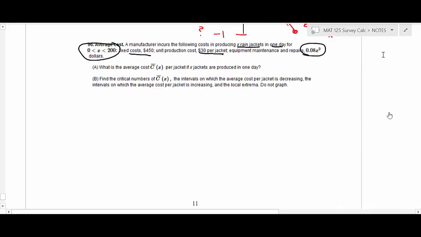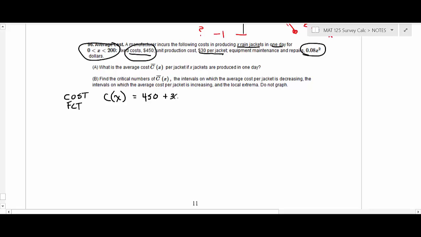So the first thing we have to do, after we've read the problem, is put together our cost function. Okay, so the cost function, we're just going to use C of x. Well, it's got several things. It's got a fixed cost. So if it's got a fixed cost of $450, that just means that's part of the function, $450 regardless of how many rain jackets we make. Then it has a unit production cost.